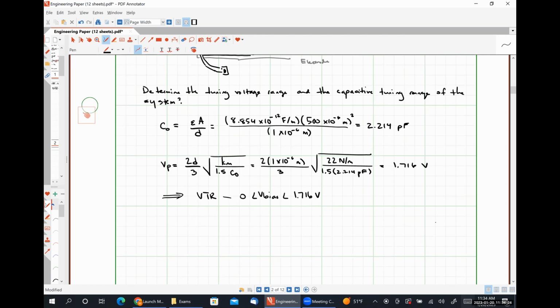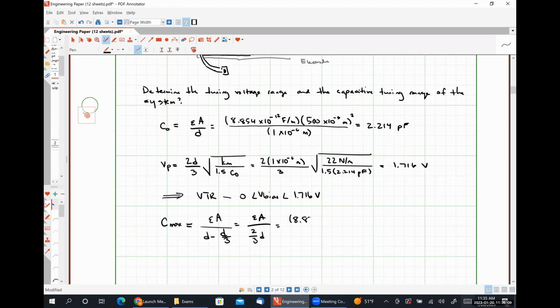We can determine our maximum capacitive tuning range now as well, or at least our theoretical maximum. So we know that the capacitance will be at its maximum when the plate displacement is exactly D over 3, so at the edge of pull-in. So our maximum capacitance is going to be epsilon A divided by D minus D over 3, or epsilon A over 2/3 D.